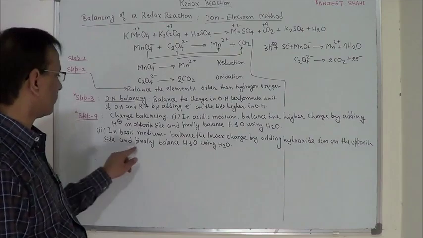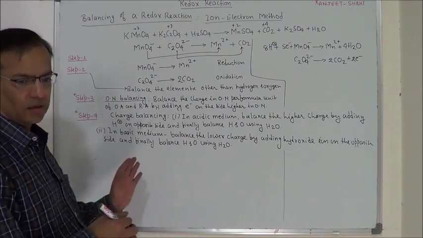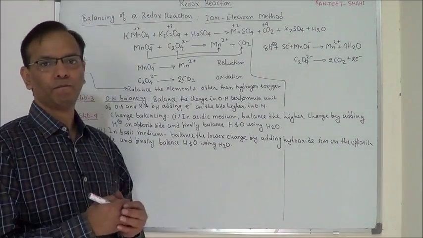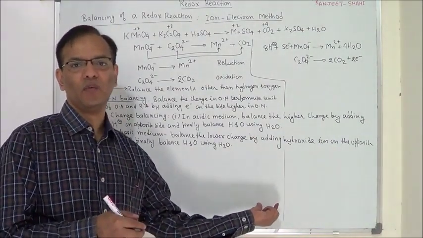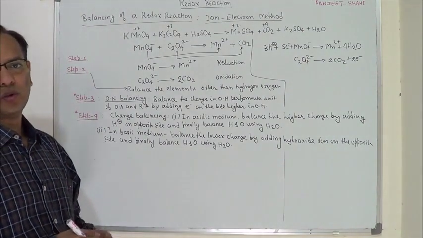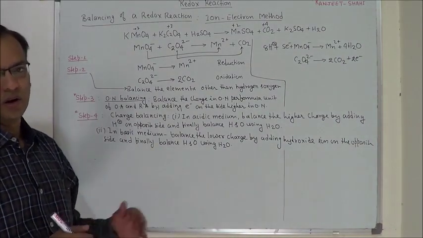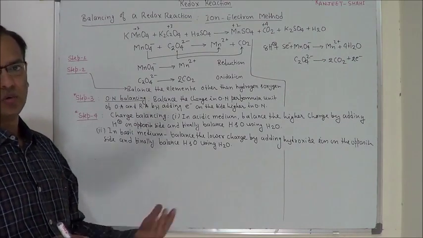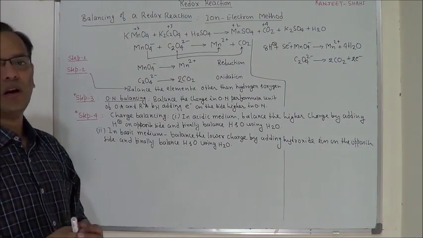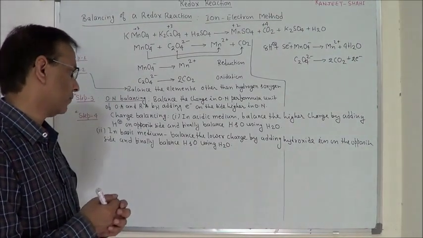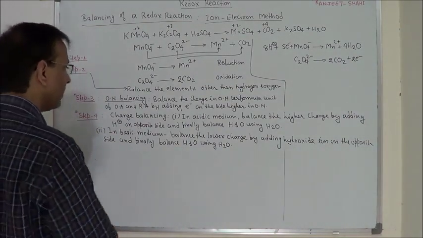So in basic medium, what we'll do, we'll find out the charge on the two sides, and the charge on the lower side will be equated on the two sides. The smaller charge will be equated on the two sides using hydroxide ion, like we did in the acidic medium, where we equated the greater charge on the two sides using hydrogen ion. In basic medium, the smaller charge will be equated on the two sides using hydroxide ion. That we'll see in the next example.